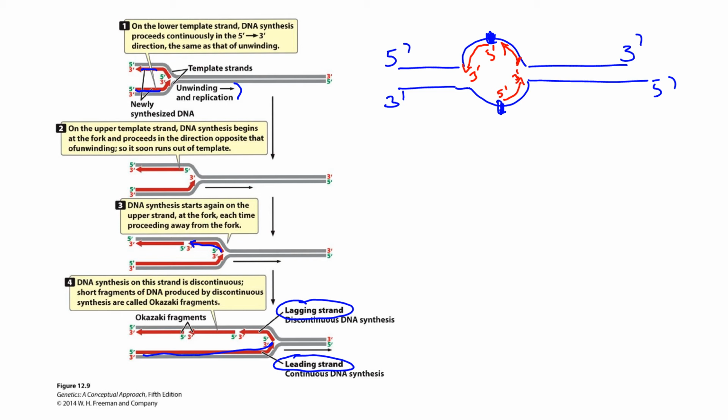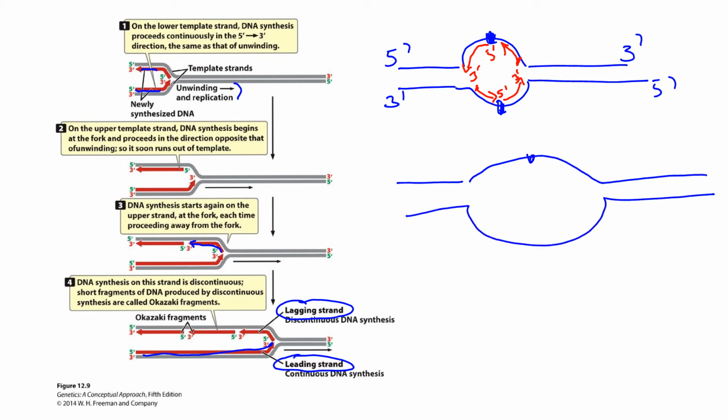So what happens when the replication fork extends? So we have a larger replication bubble. So let's say this would be our replication bubble now. So here is the origin, so this strand was 5 prime, this is 3 prime, here is 5 prime and 3 prime. I apologize for my drawing. I am not really good at drawing, but I hope that it will still help you.